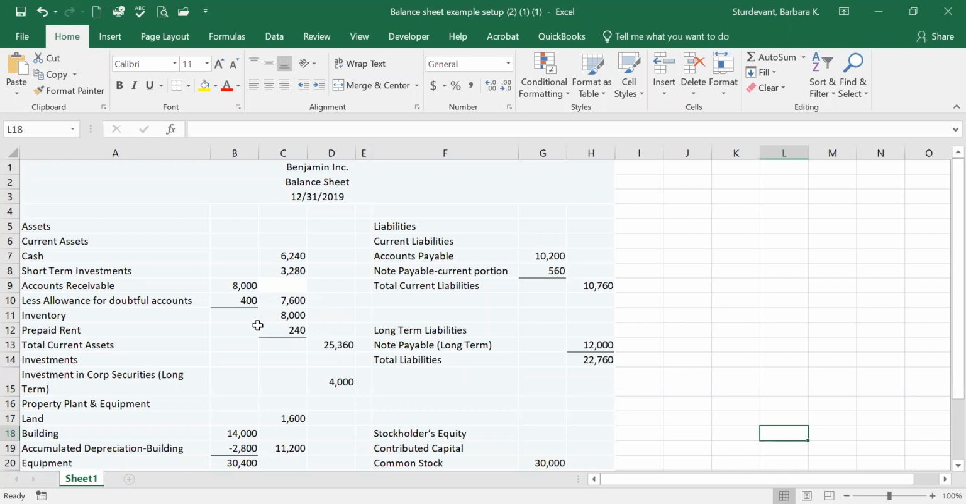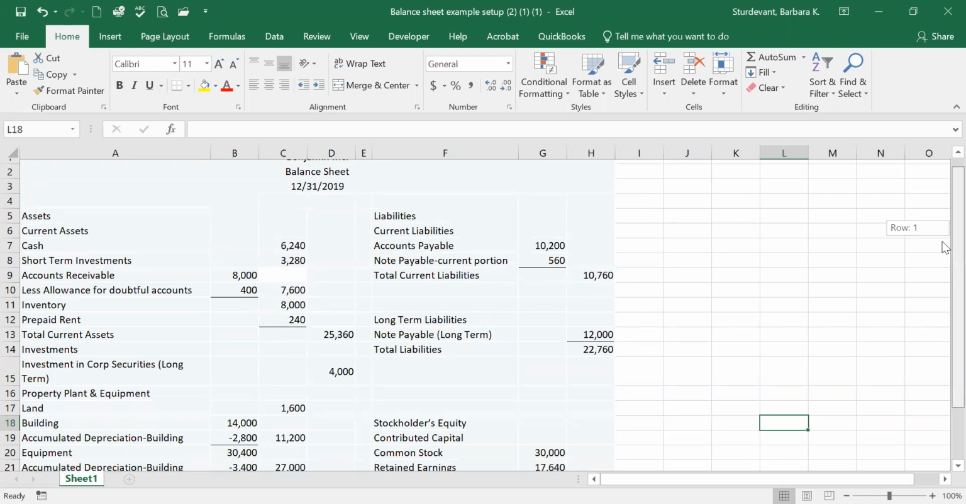Okay. Here's your inventory, prepaid rent, typical current assets, and then that's the total of them. The other thing is you're going to see when we start to do ratios and stuff, having this all set up in this format is going to make doing your ratios so much easier because you can just go pull numbers off of here and do your ratios. All right, let's keep going.